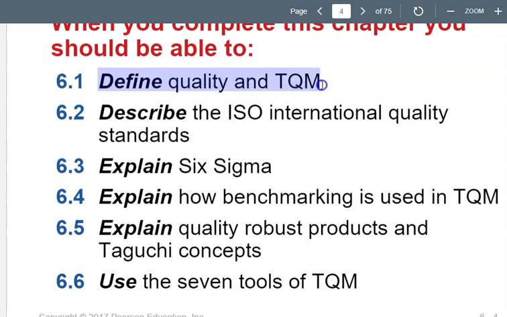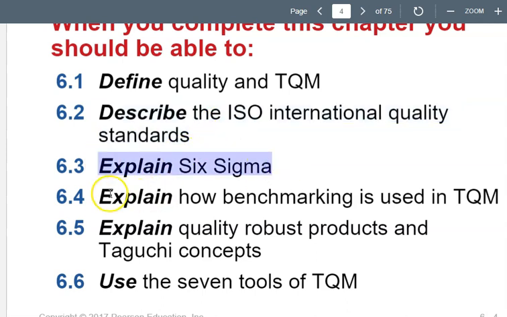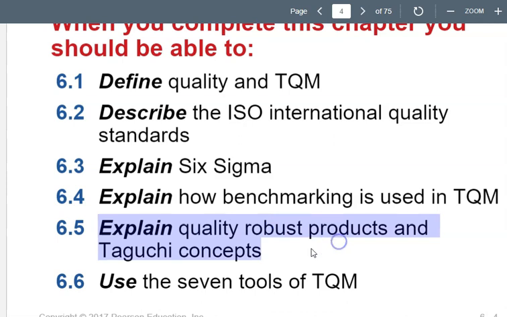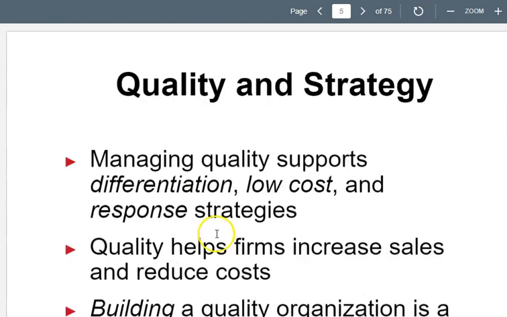You will learn to define quality and TQM, and describe ISO international quality standards. We will talk about Six Sigma, benchmarking in TQM, quality robust products and the Taguchi concept, and using the 7 tools of TQM.